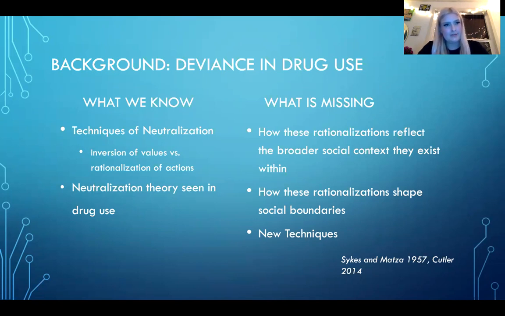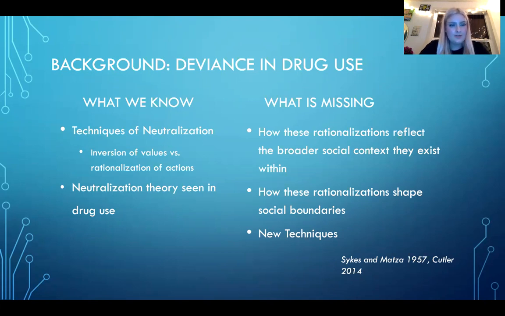Neutralization techniques can be denying responsibility, denying that the behavior had harm involved, as well as saying the behavior came from a place of survival, etc. This leads to the second, as well as more contemporary piece of context, which is the literature reviews that expand upon neutralization theory by seeing how these rationalizations apply to drug use.